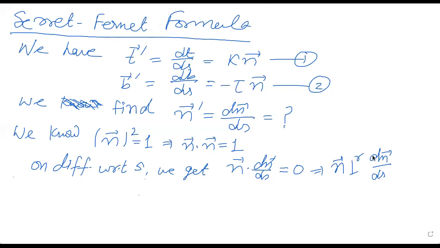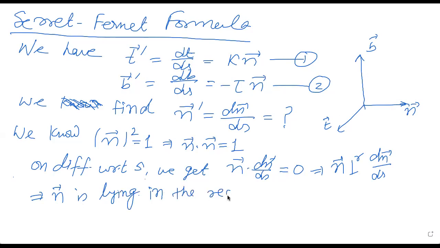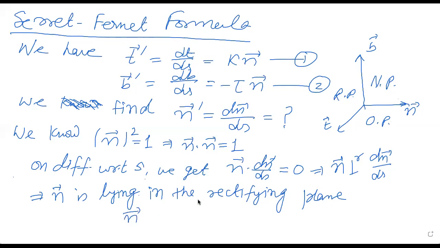Now, if N is perpendicular to dN over ds, you know we have T, N, and B. If something is perpendicular to N, in which plane will it be lying? In the plane generated by T and B. What is that plane called? This implies that the vector dN over ds is lying in the rectifying plane. So it can be written as a combination of the vectors generated by T and B.